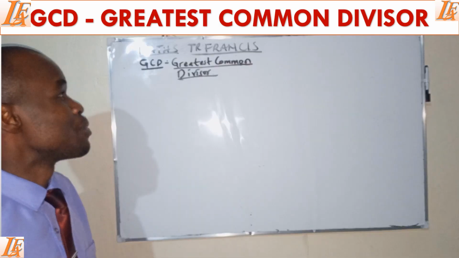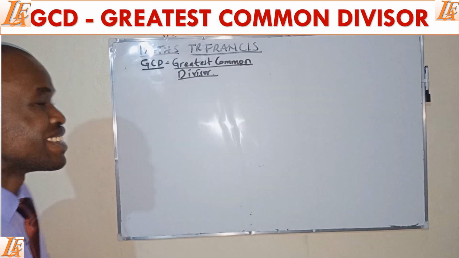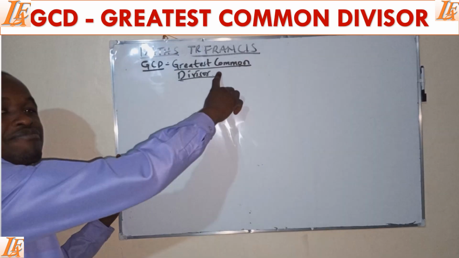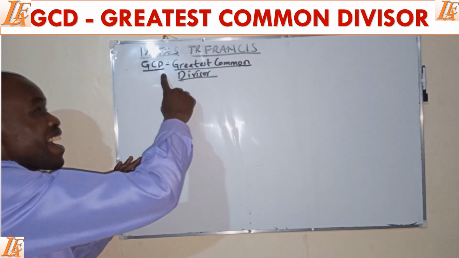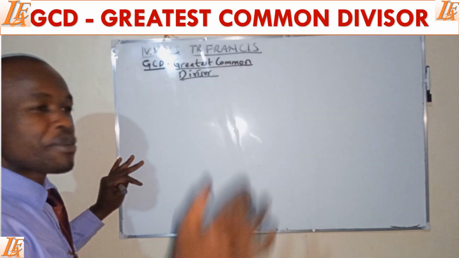Today we're looking at greatest common divisor, mainly abbreviated as GCD. The meaning of GCD is a divisor that is greatest and common for two or more numbers provided.